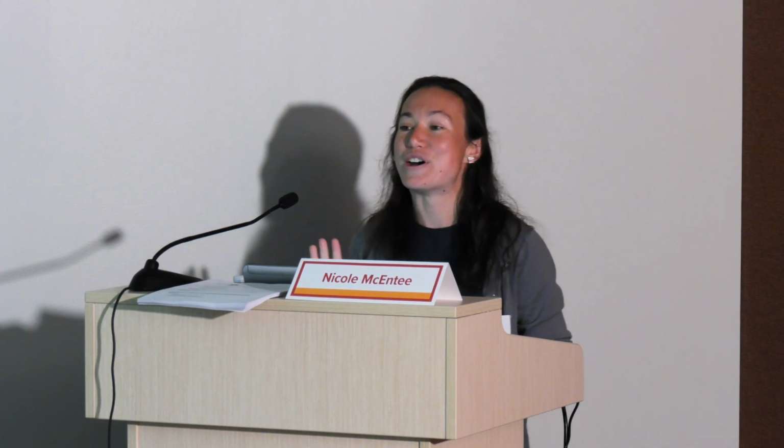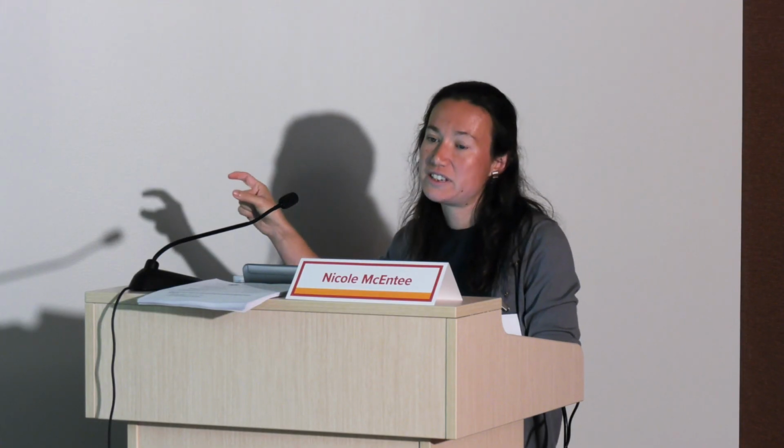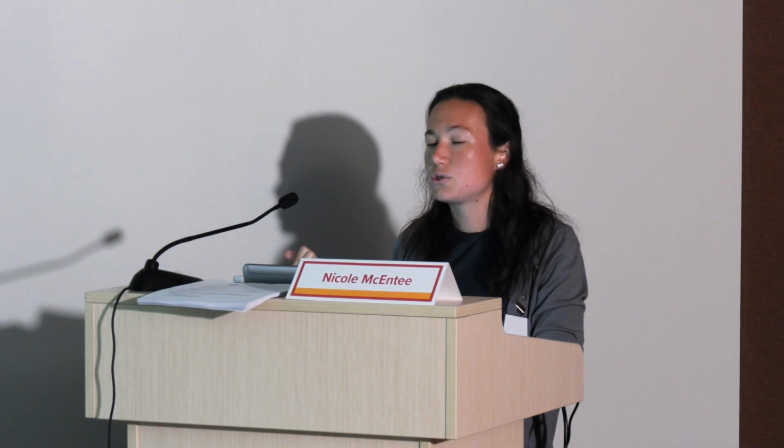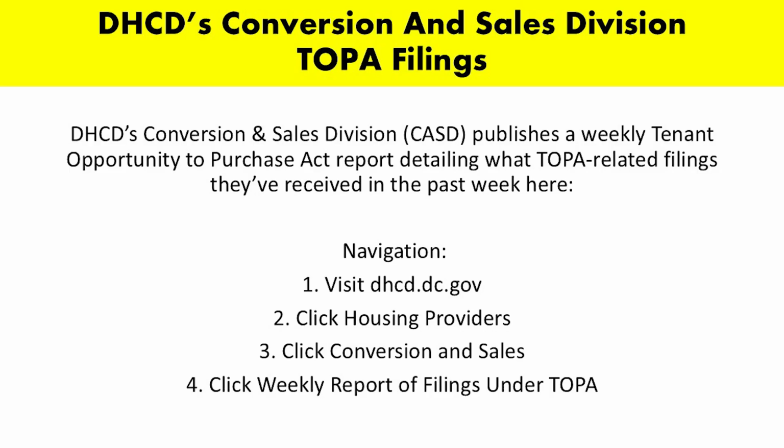And I pull this up every Monday, and it details what TOPA-related filings they've received in the past week. So it's always going to be a week post-dated, which is kind of annoying. So it's never like yesterday's, right? It's always a little bit behind. But it will tell you anytime they've received any sort of notice from a landlord, statement of interest from tenants, a tenant association registration, a TOPA complaint, right? Like if tenants complain that the TOPA process was done incorrectly, they'll tell you that on that report. They'll say, we received a TOPA complaint from this property. So I find this to be really useful too. And the navigation again is right there. It's also on your sheet.